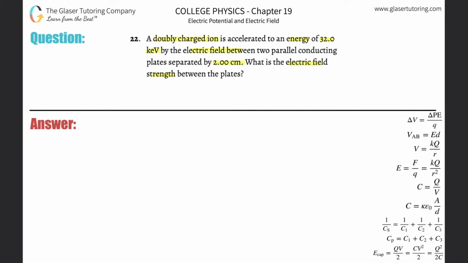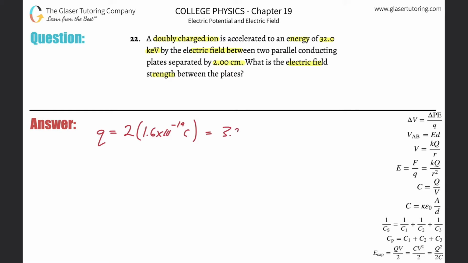So what do they give us? They tell us a doubly charged ion. Well, what does that tell us? That tells us that the charge is going to be double that of a base charge. And remember, a base charge, like a proton or an electron, has a value of 1.6 times 10 to the minus 19th coulombs. Okay? So we're just going to multiply that by 2, basically.